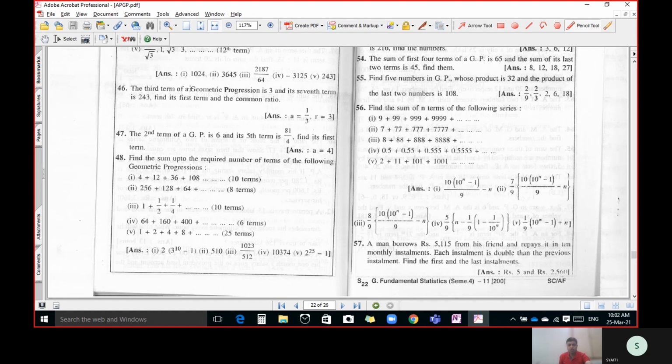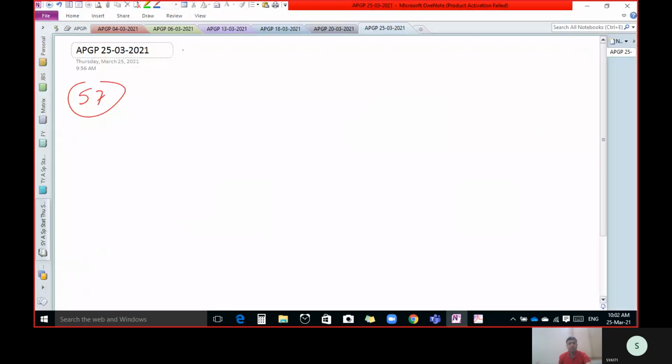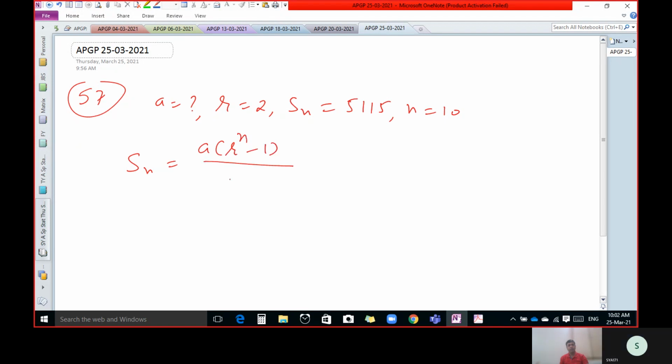So if the first installment is rupees A, that we don't know, but the ratio is 2, and the total amount is 5115, and he has to pay this in 10 installments. So N is also available. First of all, use the formula of Sn. Which formula do we have to use? A into R raised to N minus 1 upon R minus 1. Substitute all values.